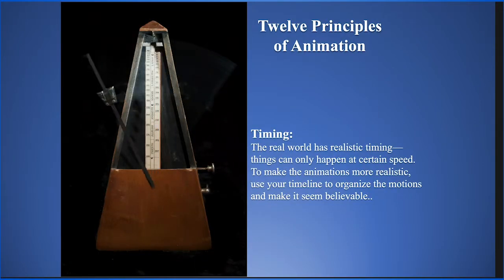Timing. The real world has realistic timing. Things can only happen at a certain speed. To make your animations look more realistic, use your timeline to organize the motions and make it seem believable. Sometimes it's a good idea to have a video or something that you're watching to make sure you know how long it's going to take for this particular action to take place, or to somehow simulate the action and then count with it, one one-thousand, two one-thousand, and figure out how many seconds it takes, and then you can calculate how many frames you will need.